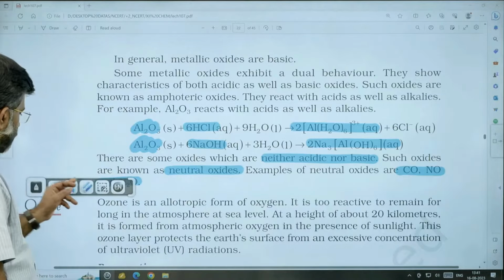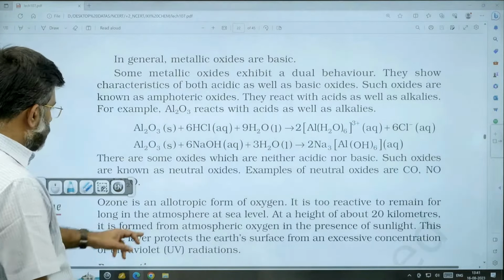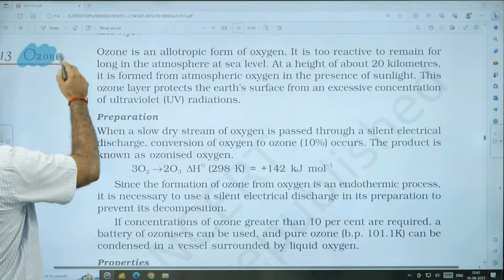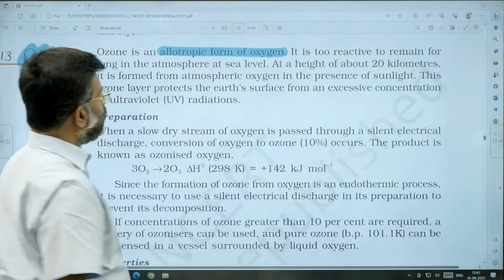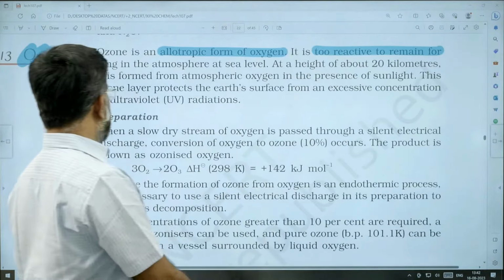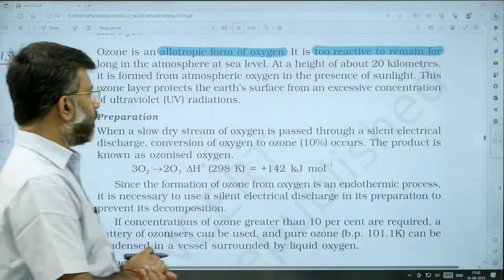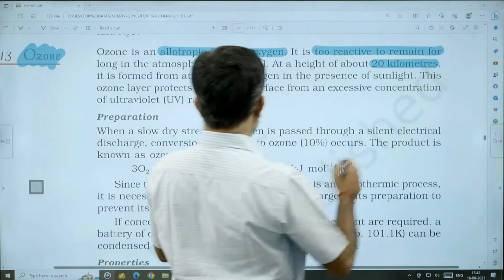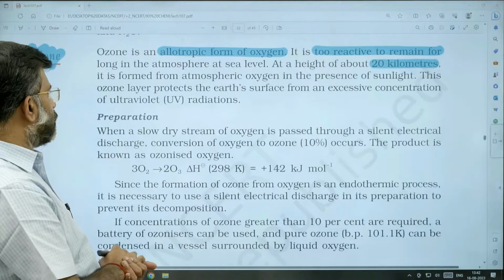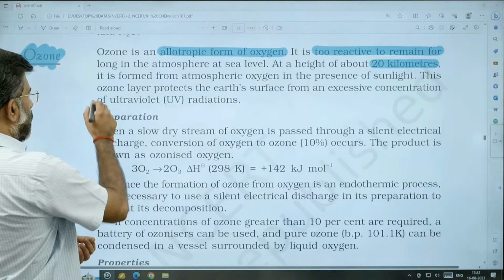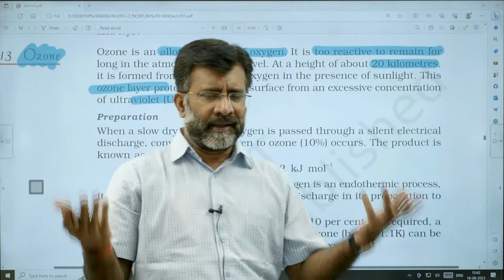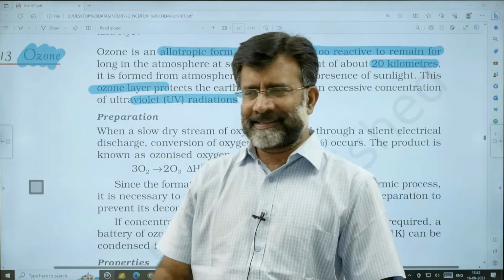Next is an allotropic form of oxygen, ozone. Ozone is nothing but an allotropic form of oxygen. It is too reactive to remain in the atmosphere at sea level; it is found at a height of about 20 kilometers. It is formed from atmospheric oxygen in the presence of sunlight. This ozone layer protects Earth from UV radiations. All are facts learned from the lower classes itself.